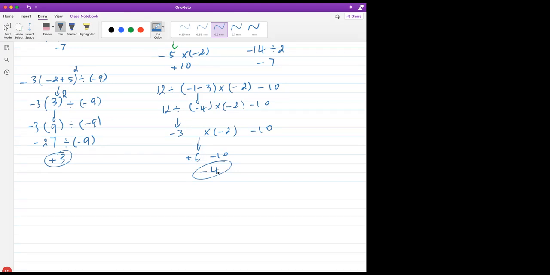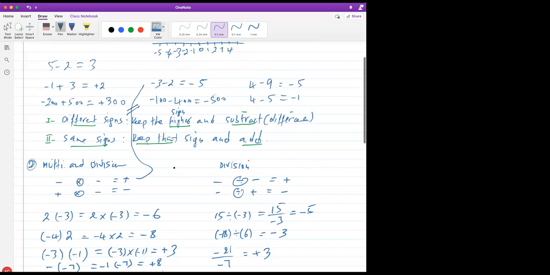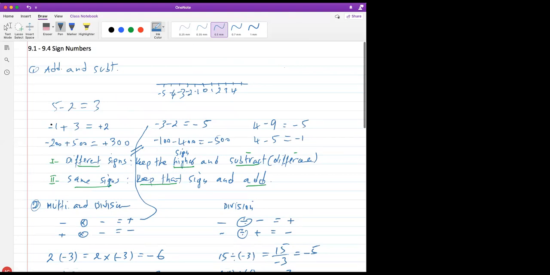Once you do that, take the difference of the two. So the difference of 6 and 10 is 4. That's what we did in the very beginning here. Pick the sign of the higher number and the difference of the two.